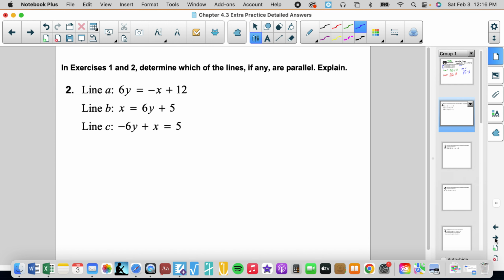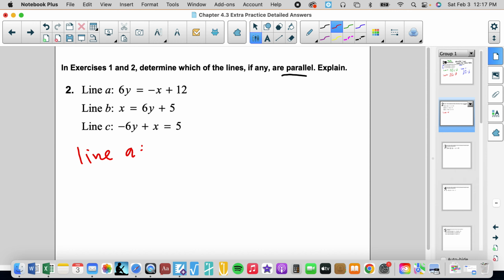We're good there. Now determine which of the lines are still parallel. We have to make sure we understand the directions and make sure that we are finding the proper thing, because 4.3 deals with parallel and perpendicular. So this time we aren't given points, we're given equations. This equation is not in slope-intercept form because we haven't isolated for y. It's just in some arbitrary equation. This is also an arbitrary equation. And this also looks like it's standard form, but it's not x first.